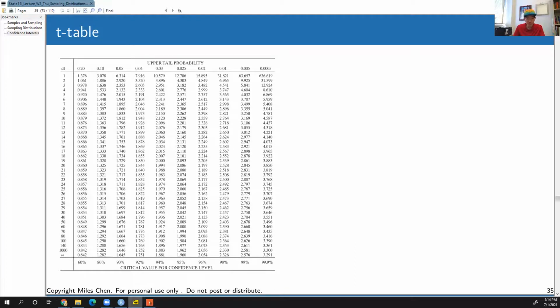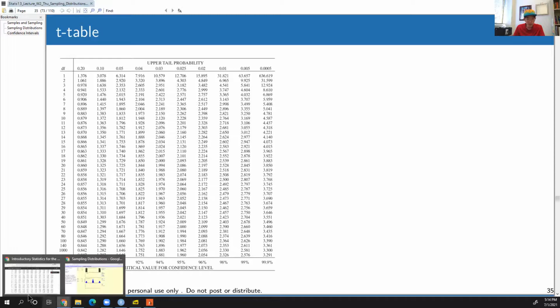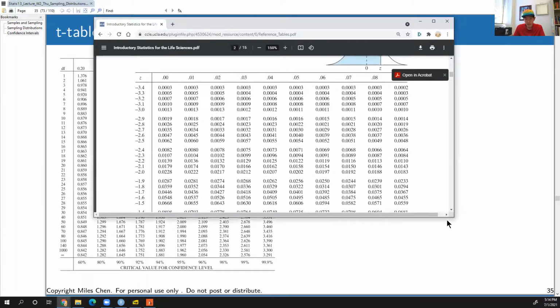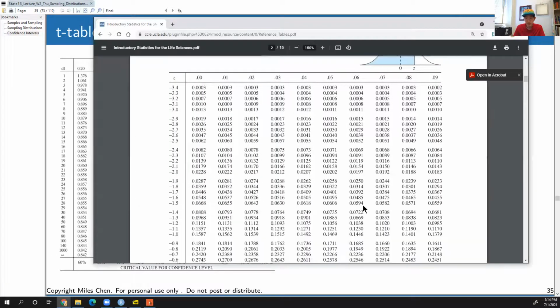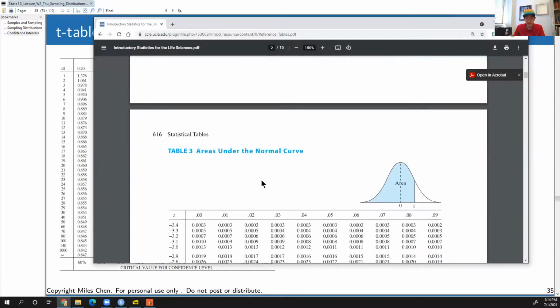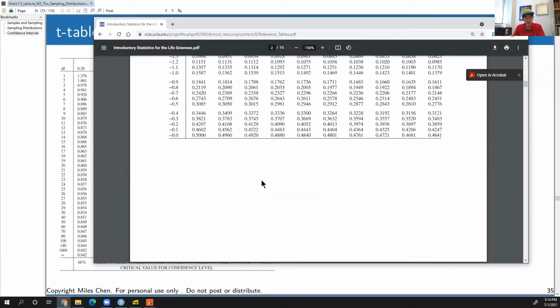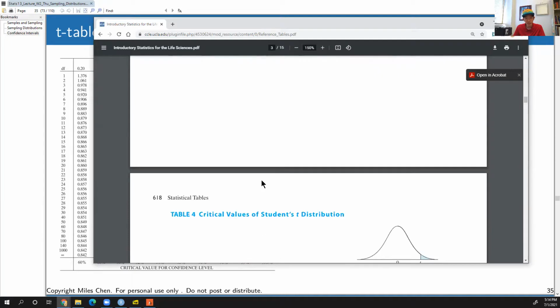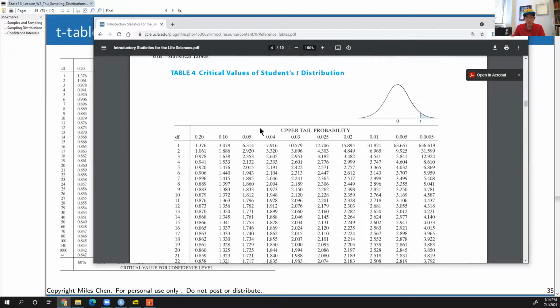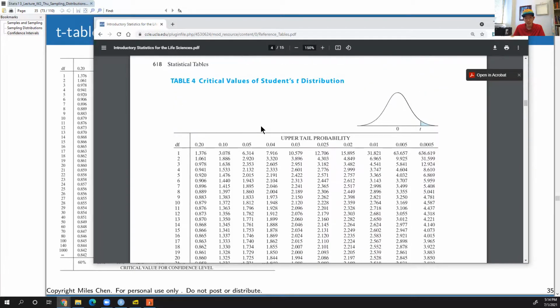Okay, this is what your t table looks like. This is also available in the reference tables PDF. After the normal distribution, if you keep going to the next page, table 4 is critical values of the student's t distribution.